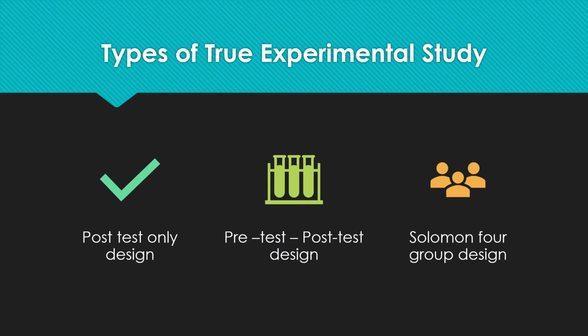We are going to go over some types of true experimental study. One is post-test only design. Another one is pre-test, post-test design. And lastly, the Solomon four-group design.